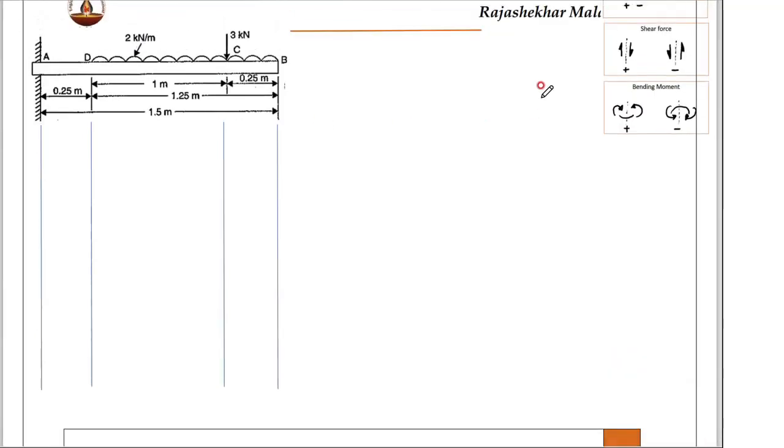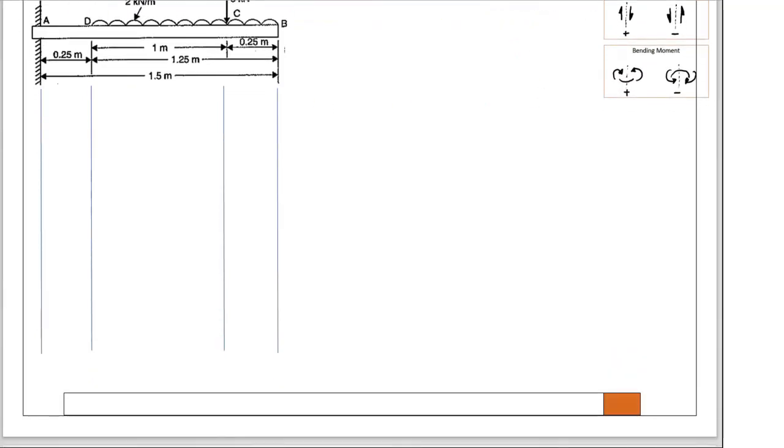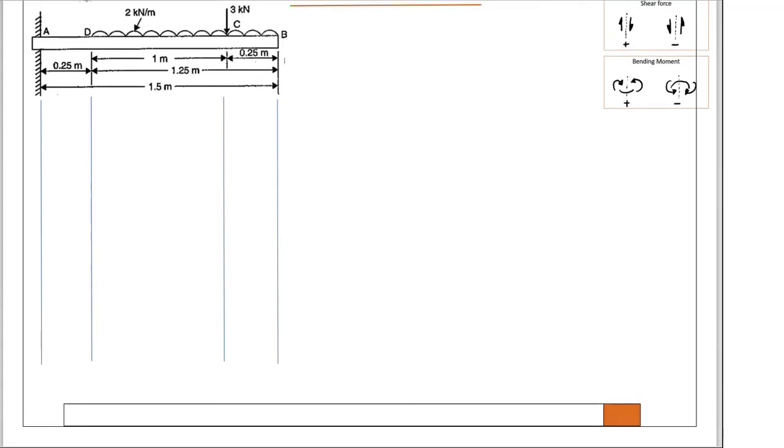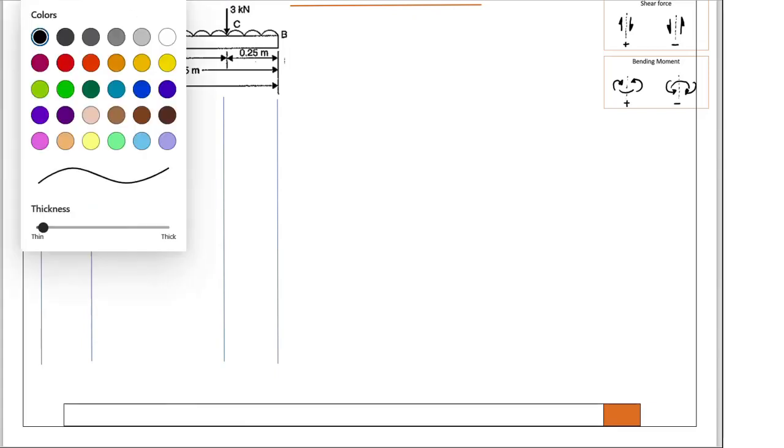The next problem is this one. First observe whether the diagram is right or wrong. 3 kilonewton load is a point load. 2 kilonewton per meter is the intensity of this UDL, and this distance is 0.25. This is 1 meter. 1 plus 0.25 is 1.25, and this 0.25. Therefore, total 1.5 meter. The diagram is right. The points are given A, D, C, and B. No need to give names for the points. Done. We'll go with the shear force diagram.